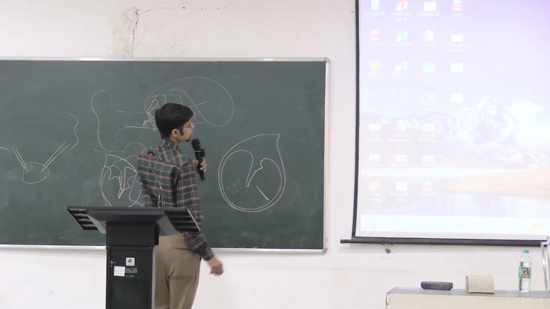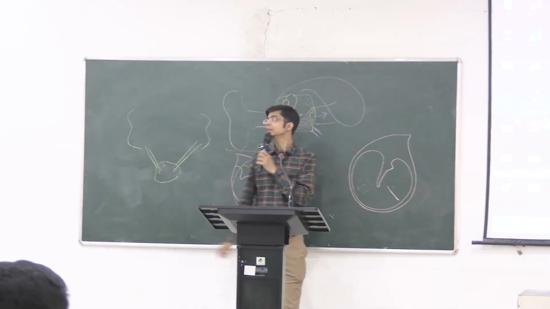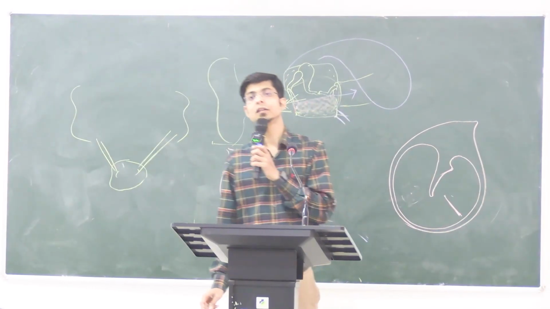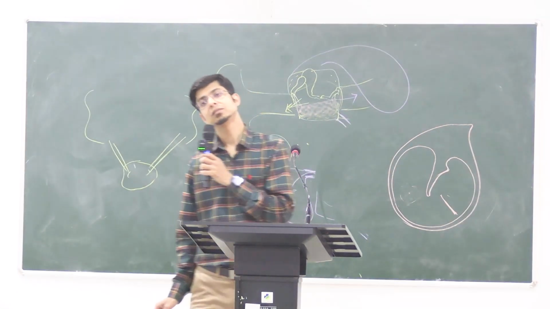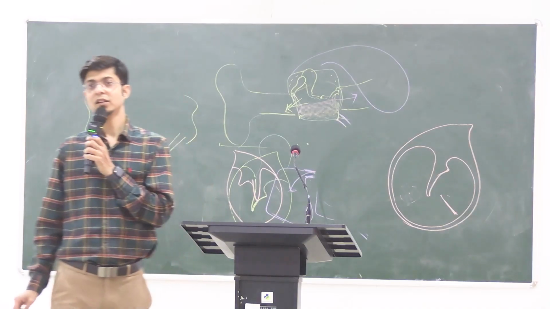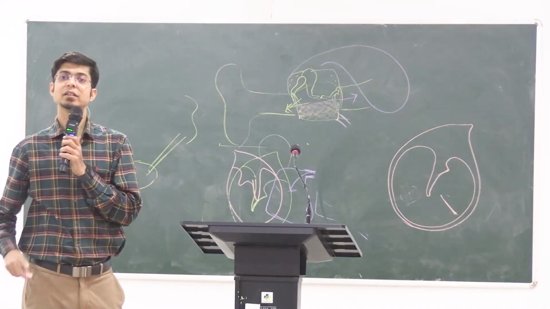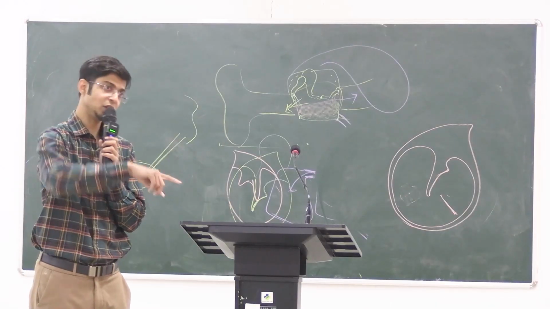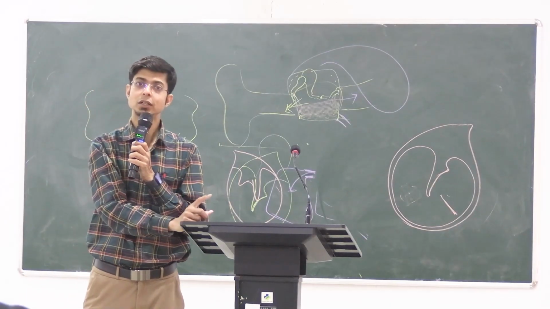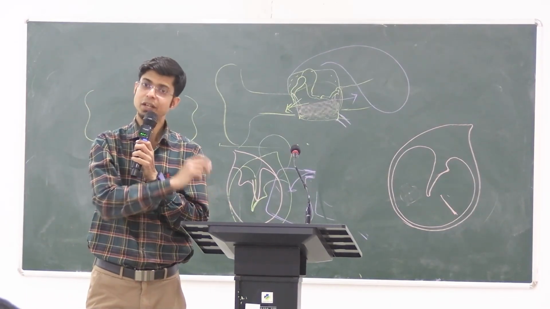Now if this membrane gets healed, what will happen? There will be again a collection of fluid. Until the primary problem, that is the Eustachian tube dysfunction or the adenoids or whatever it is, is solved, this problem will recur.